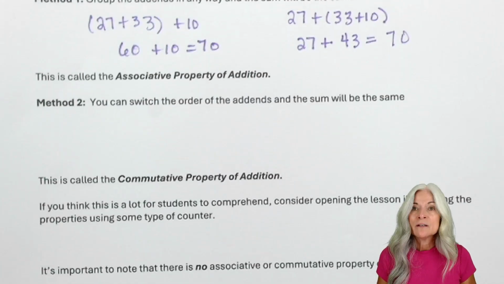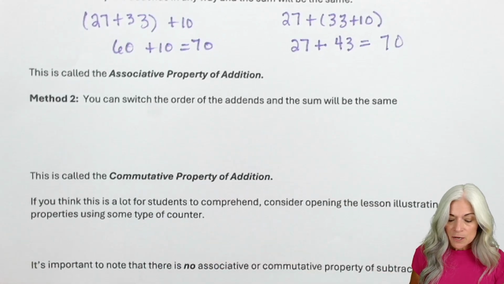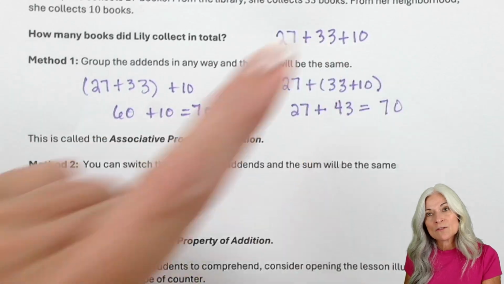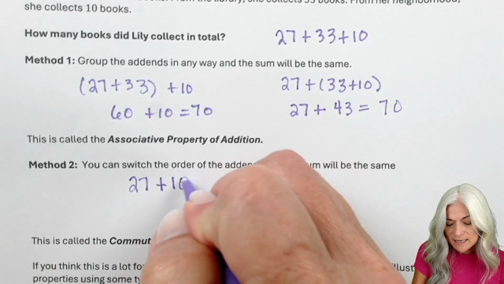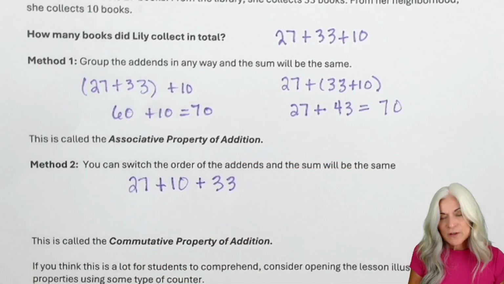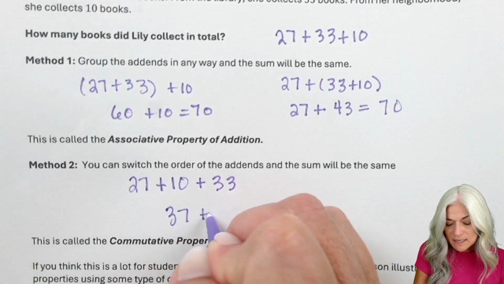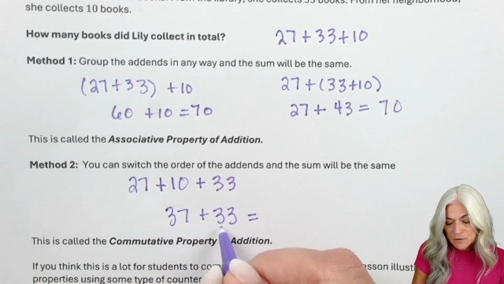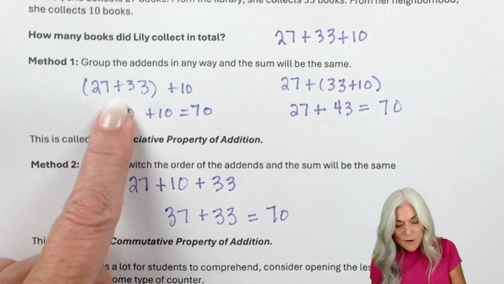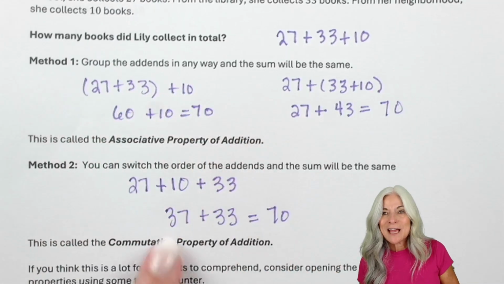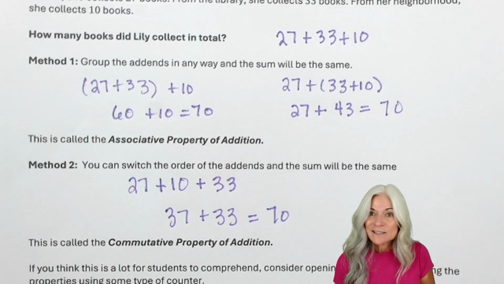Okay, now method 2 is you can switch the order of the addends and the sum will be the same. So we've got 27 plus 33 plus 10. Maybe I say, all right, I want to add 27 and 10 first and then add 33. 27 plus 10 would give me 37, plus 33. 30 and 30 is 60, 7 and 3 is 10. So that's a total of 70. Notice how in our second step, each time the addends are different because I'm using these different properties. Doesn't matter, the answer is the same.